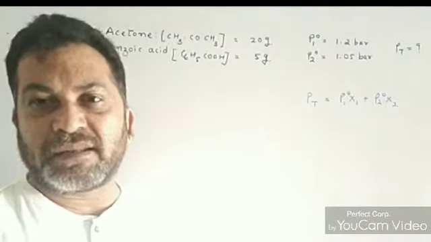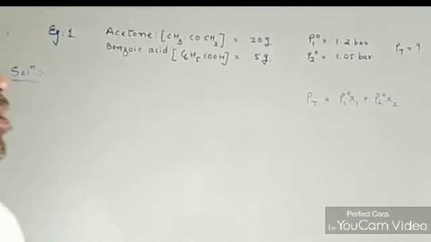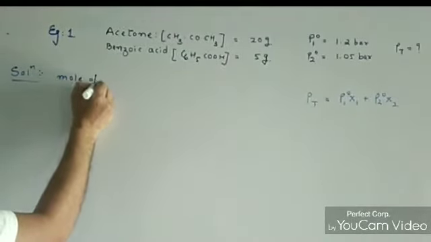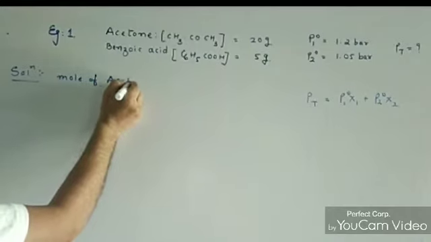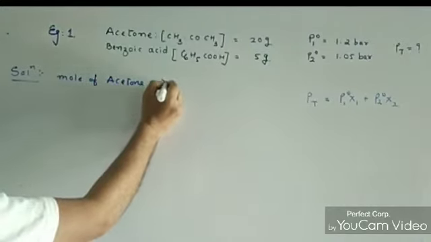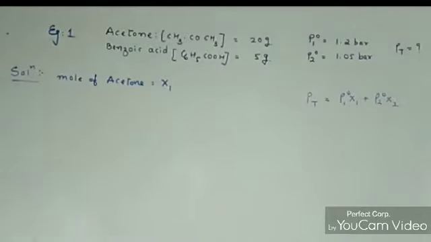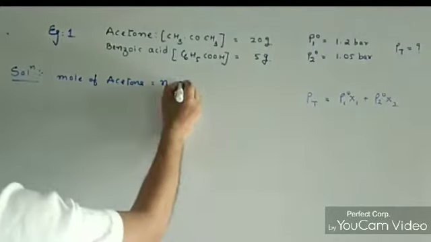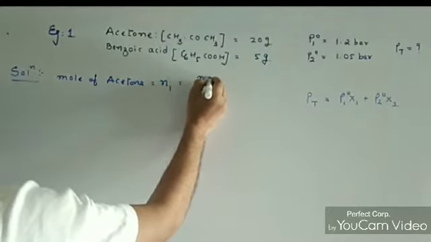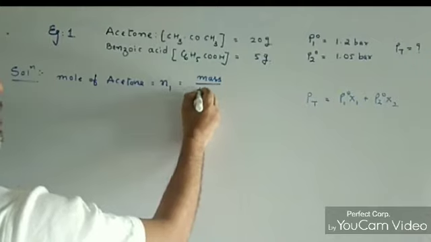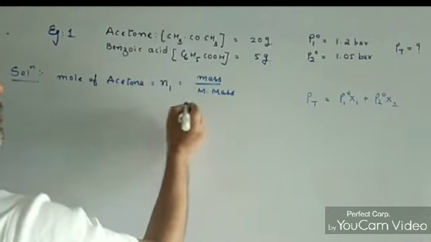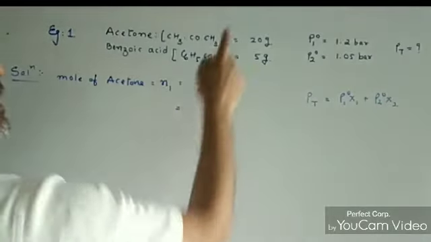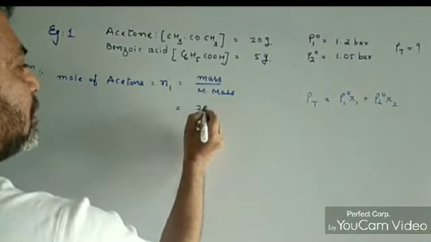To find mole fraction, we need the moles first. So first we will find out the mole of acetone, n1, and mole is equal to mass divided by molecular mass. Dear students, how much is the mass? Mass is given as 20. So I am writing here 20.